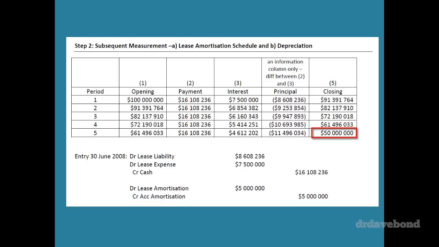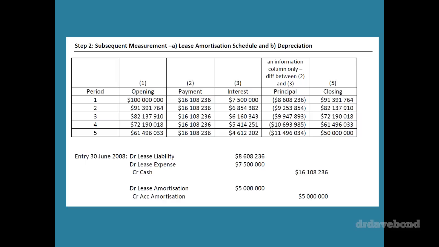So this is for the liability. When we talk about the lease amortization schedule, we're talking about the liability schedule. Lease liability amortization schedule is probably a good way to think about it. So this bit relates to the liability. This depreciation relates to the asset.